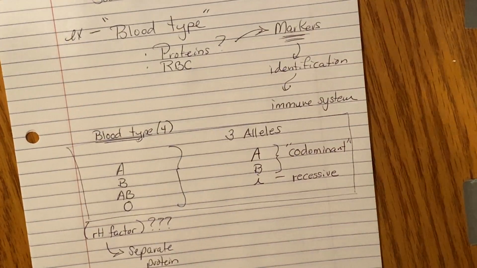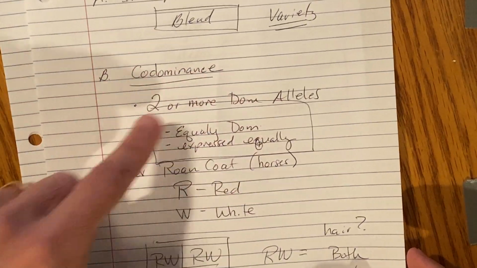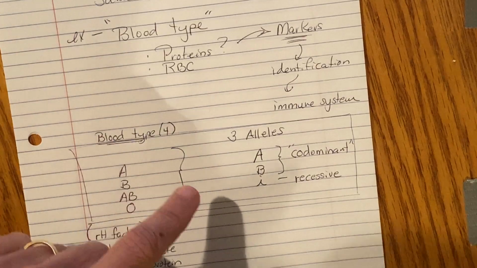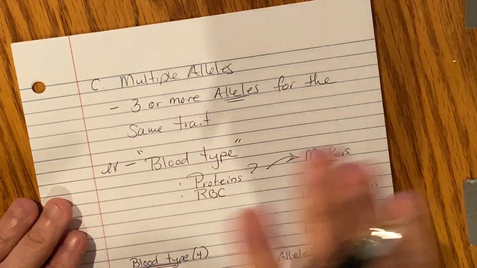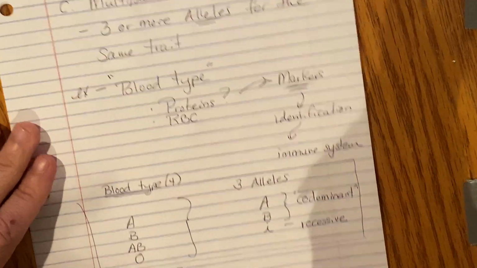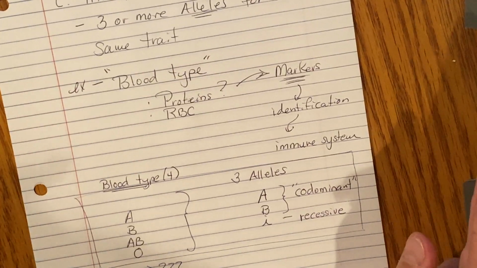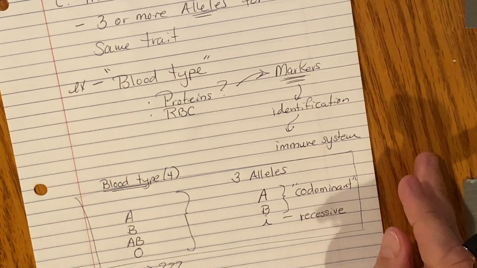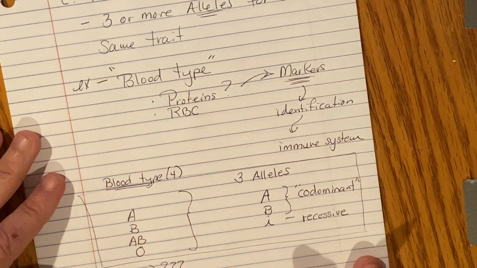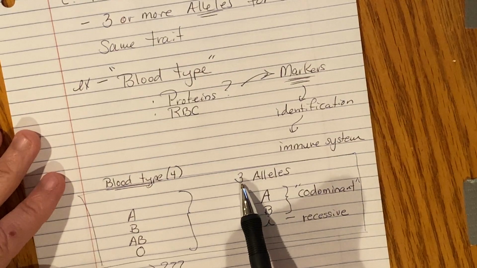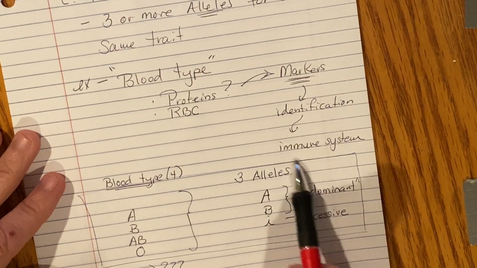Okay, so you have to know what codominance is to understand blood typing as it relates to multiple alleles. Now remember, in Mendel's world, there were only two alleles: purple or white, tall or short, green or yellow, round or wrinkled. But wait a second, in real life genetics, sometimes there are three or more.